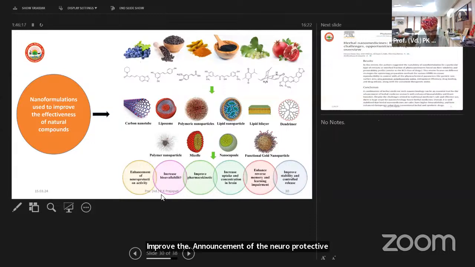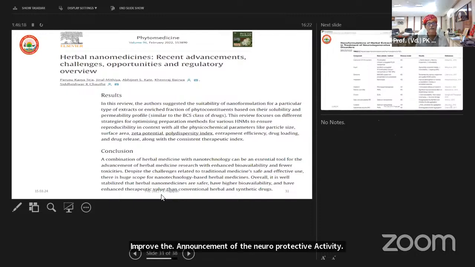Everything is given in the slide. Herbal nanomedicine: recent advancement, challenges, opportunities, and regulatory overview. This paper is published by Mr. Teja et al. In the review, the authors concluded that a combination of herbal medicine with nanotechnology can be an essential tool for the advancement of herbal medicine research, with enhanced bioavailability and fewer toxicities.